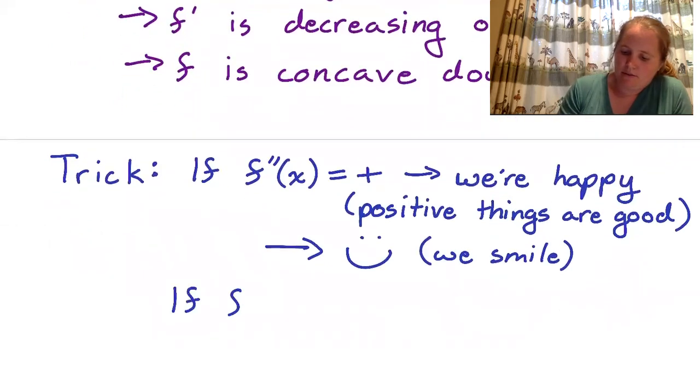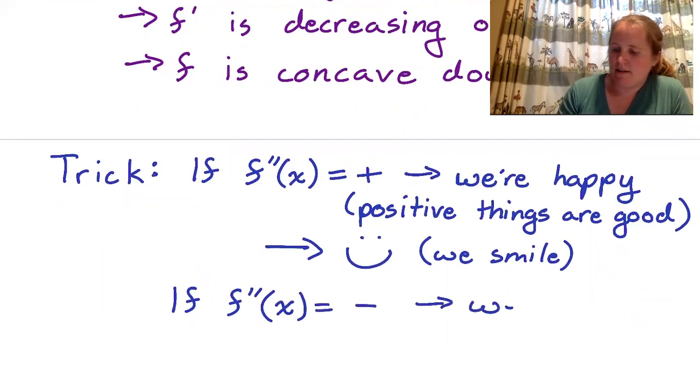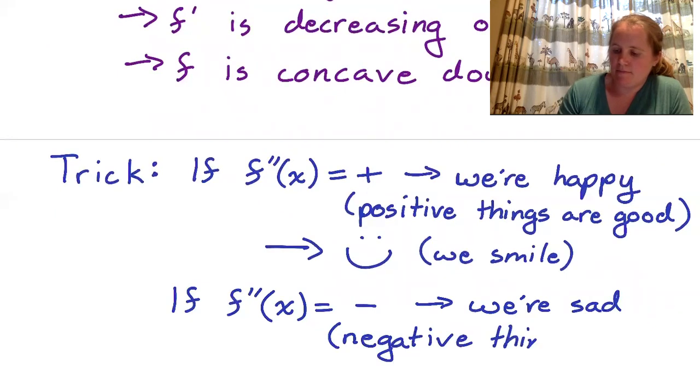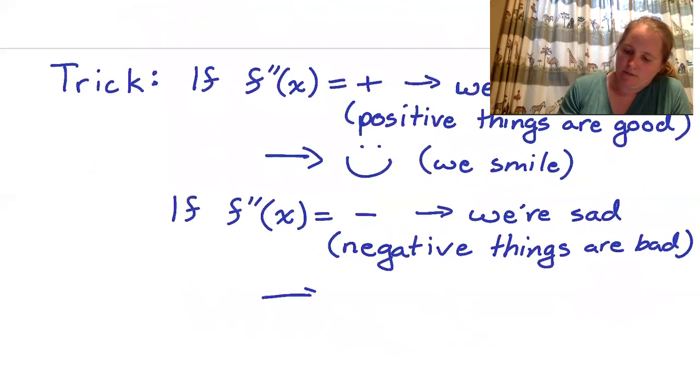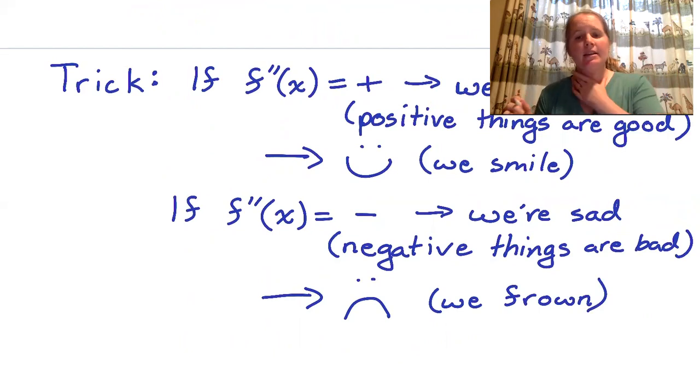If the second derivative is negative, then we're sad. Again, typically negative things are considered to be bad in life, right? And so we frown. So a positive thing, we smile. A negative thing, we frown. Positive, we're concave up. Negative, we're concave down. So that's my little trick for remembering which is which. And sometimes I'll literally just draw a smiley face or a frowny face.